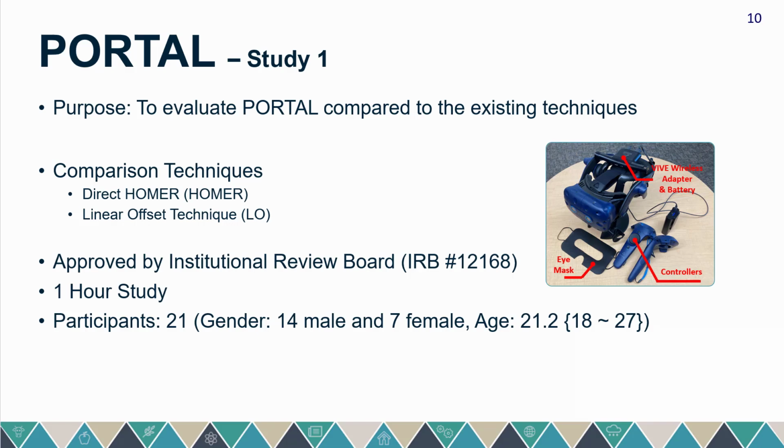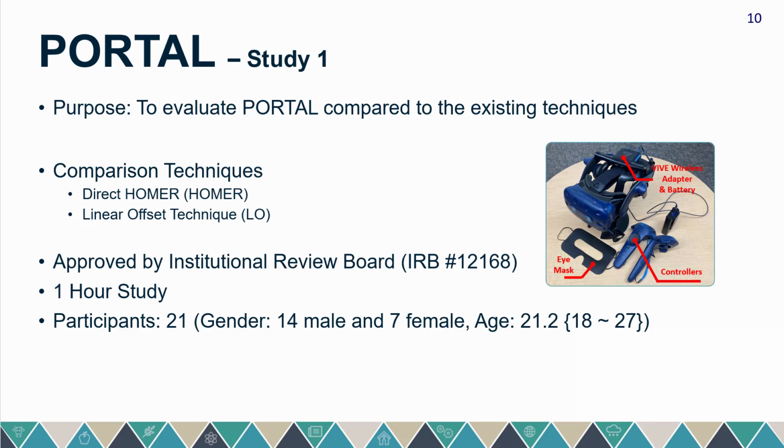Study 1 is designed to evaluate Porter on remote object selection and manipulation tasks. To evaluate its performance, we conducted a comparative study with direct homer and linear offset technique. Direct homer is a hybrid technique of ray casting and the virtual hand metaphor. It uses ray casting to select remote objects. When the user selects a remote object which the ray hits, a virtual hand that shoots the ray moves to the target instantly. The transition movements of the input device is applied to the virtual hand by CD ratio.